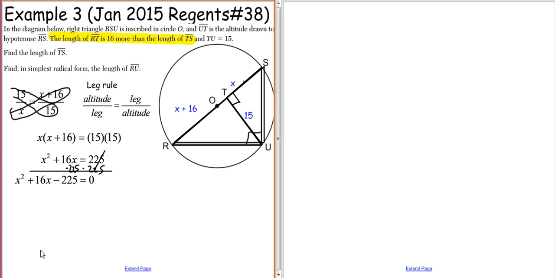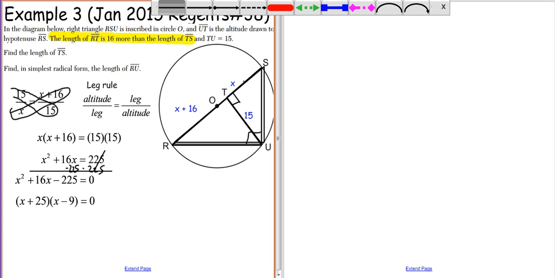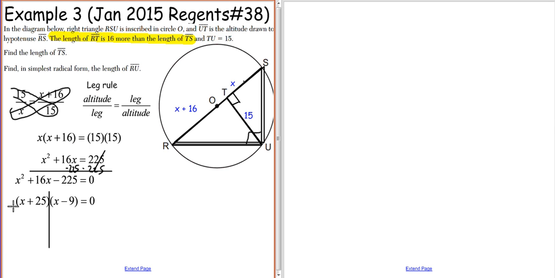So our next step is to factor. So we get X plus 25 times X minus 9. 25 times negative 9 is negative 225, and 25 take away 9 is going to give you 16. Okay, so now we're going to break this up, just following the steps of solving a quadratic here. Set each factor equal to 0.